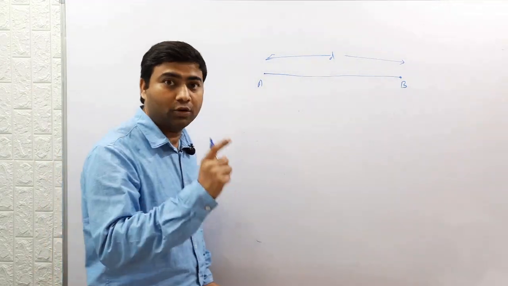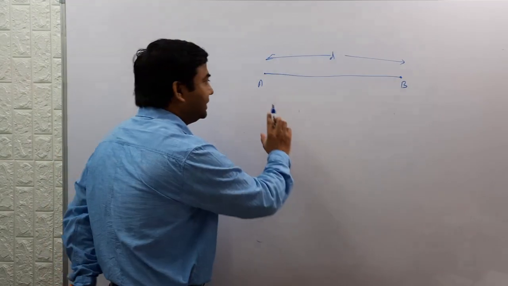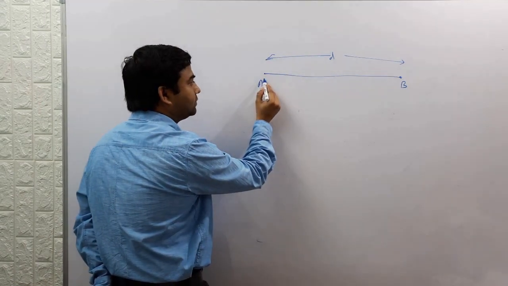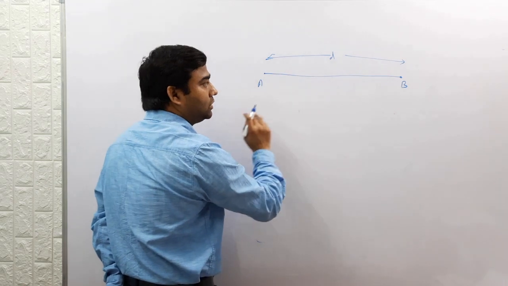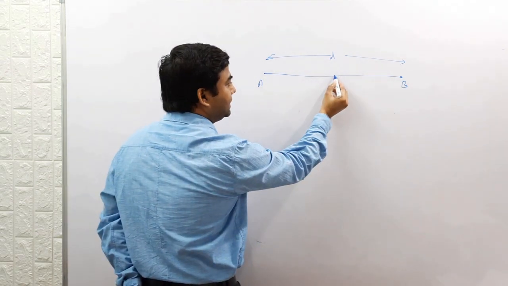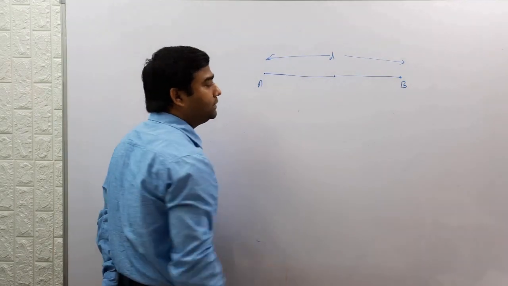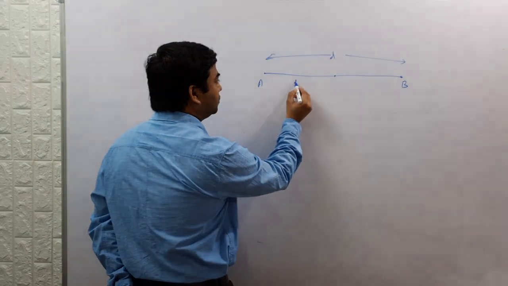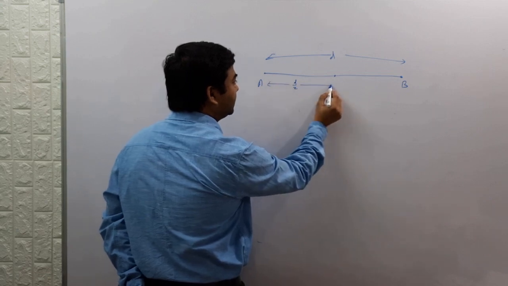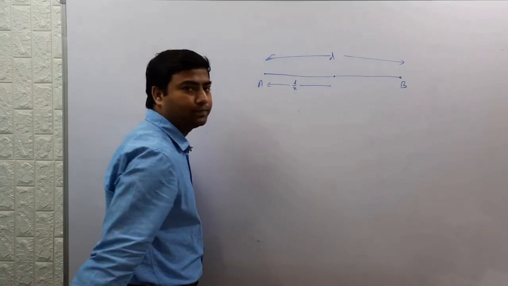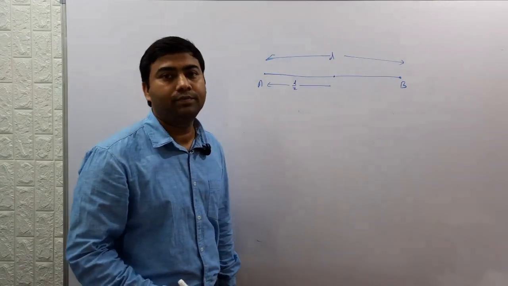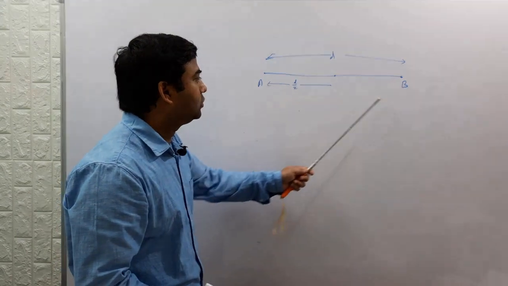What was his paradox? He argued that to move from A to B, let a person start moving from point A. To complete this whole distance D, first of all he has to arrive at the midpoint, that is D by 2. First of all he has to cover distance D by 2 to reach B.